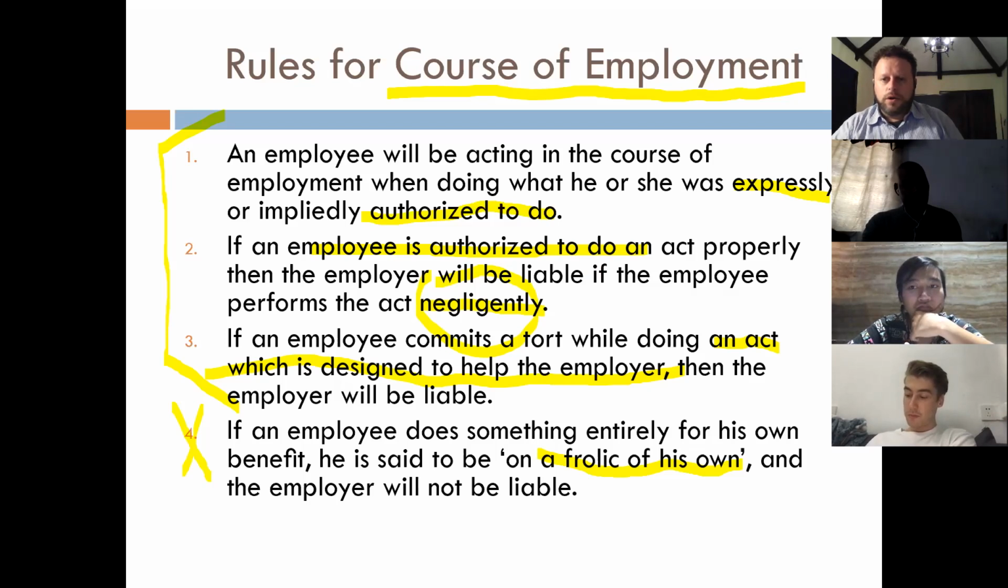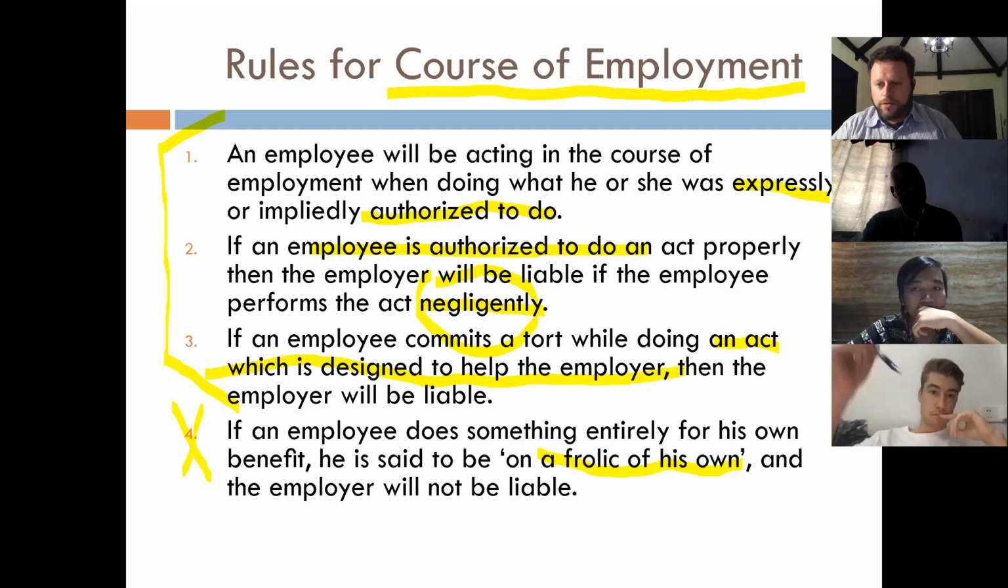Now, Harry can still sue you, Jody, because you hit him. Harry, can you sue me? Did I authorize Jody to drive to his house? No. I just authorized him to go to Jordan's. No, you can't sue me, because he did something entirely for his own benefit. If the employee does something entirely for their own benefit, they're outside course of employment. Is that clear?